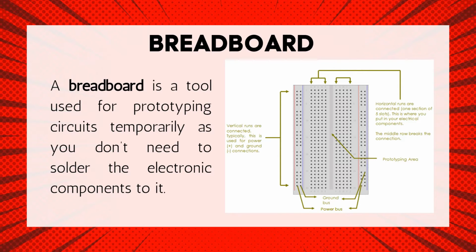Power rails are also metal strips, identical to the horizontal ones except that they are all connected to each other.